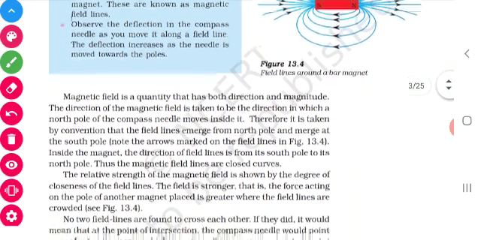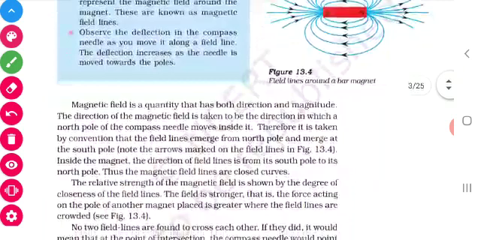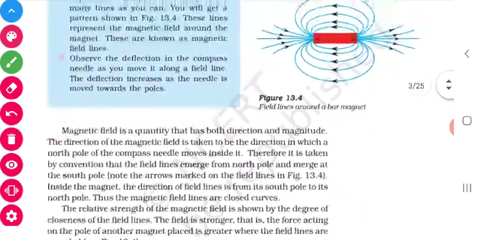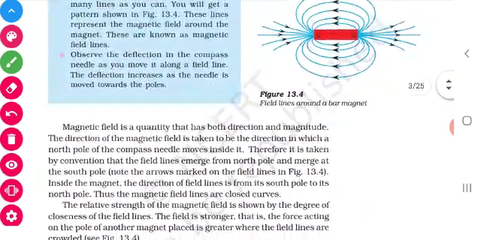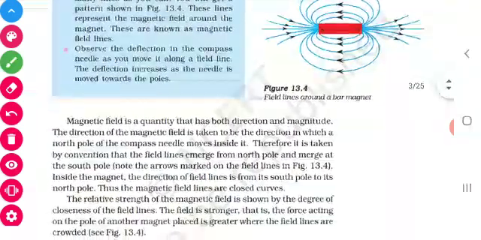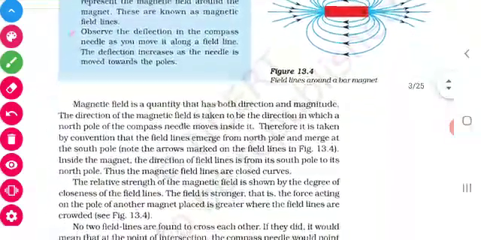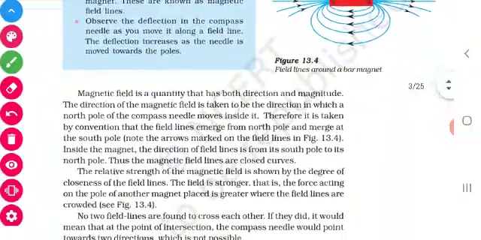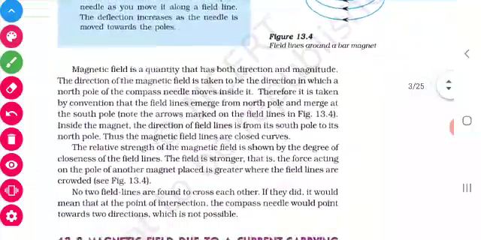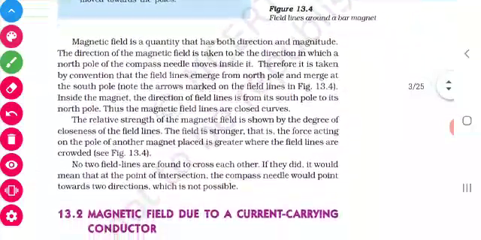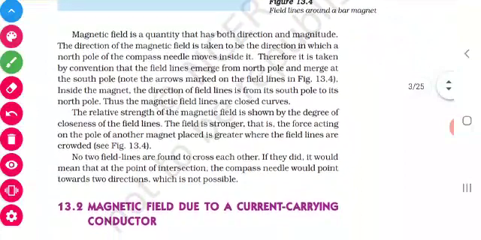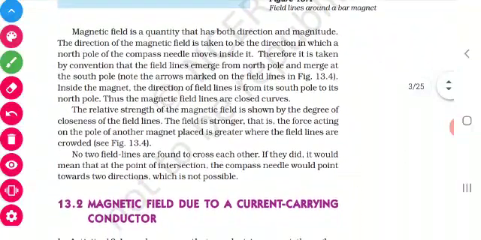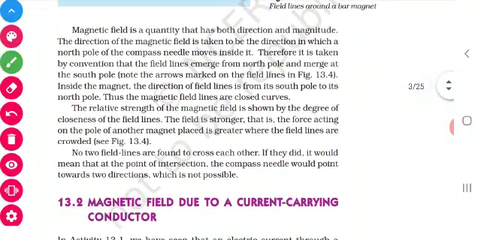The strength can be expressed by the degree of closeness of the field lines. If the field lines are very close, it denotes that the magnetic field is very strong. Then we should know that magnetic field lines never cross each other. That is, they never intersect each other.